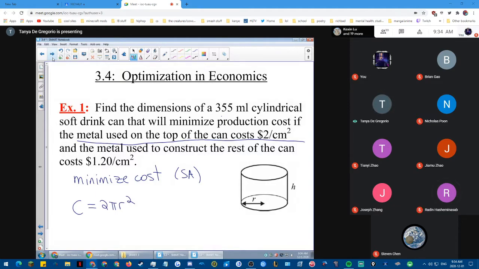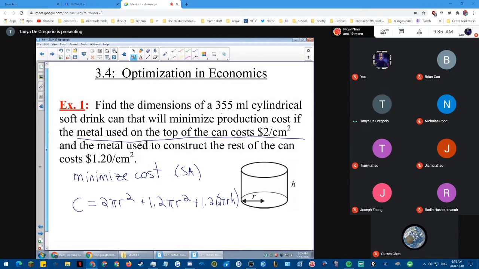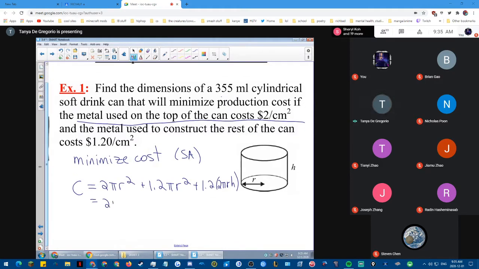Now, I have to construct the rest of the can. I have another circle to deal with. The other circle is pi r squared, but it only costs $1.20. And now I have the lateral side, which we've already learned is 2 pi r h, but it also has to be multiplied by 1.2. And now let's simplify this.